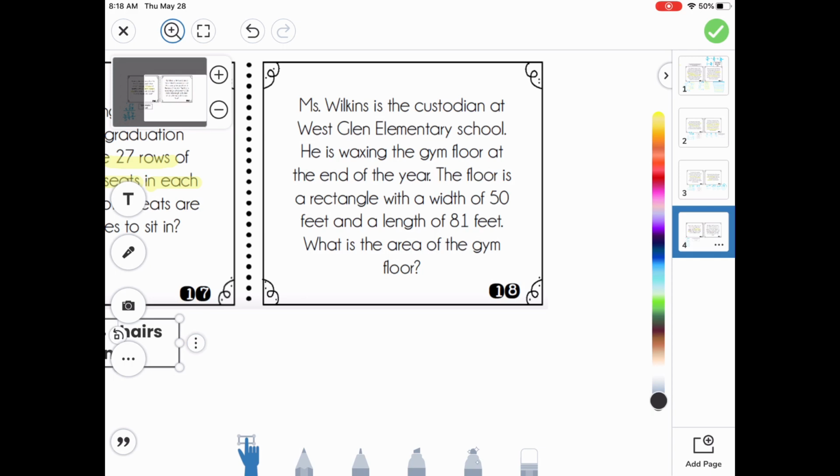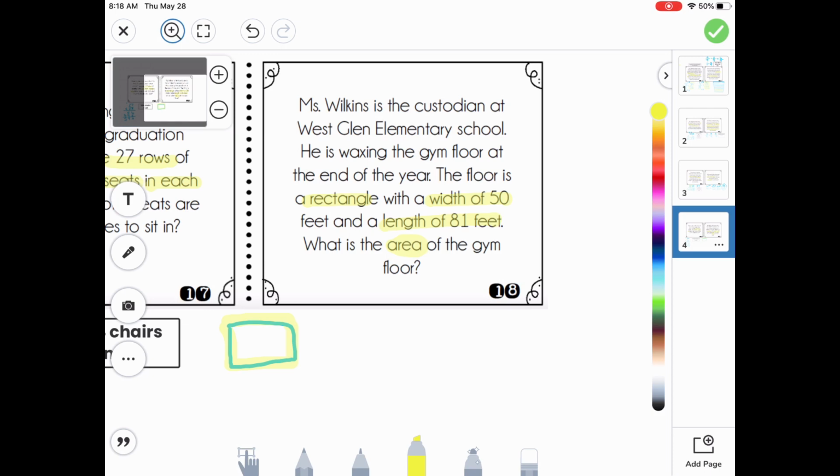The very last problem, Mr. Wilkins is the custodian at West Glen Elementary School. He is waxing the gym floor at the end of the year. The floor is a rectangle with a width of 50 feet and a length of 81 feet. What is the area of the gym floor? So if you think back when we talked about area and perimeter, area is all the space that something takes up on the inside, and it's usually measured in like square feet or square inches. And perimeter is the length of distance around the outside edge, something like a fence. If you put up a fence, how long would that fence be to go all the way around it?